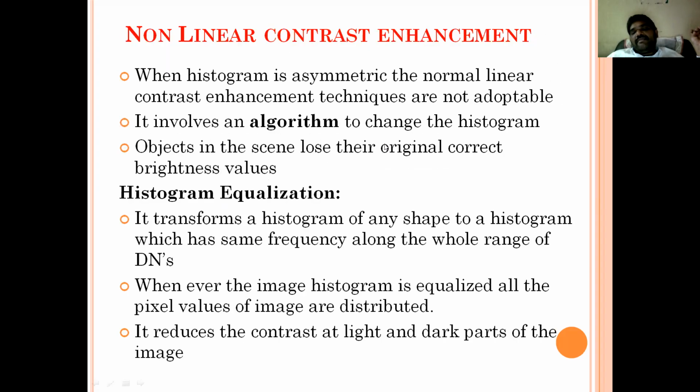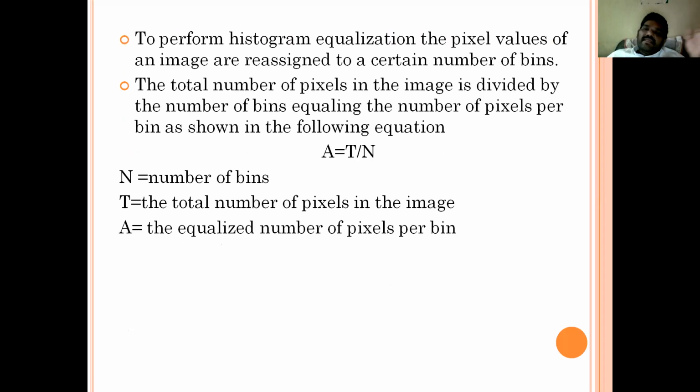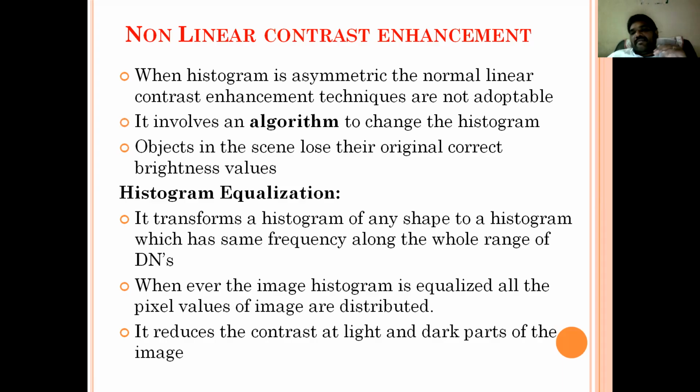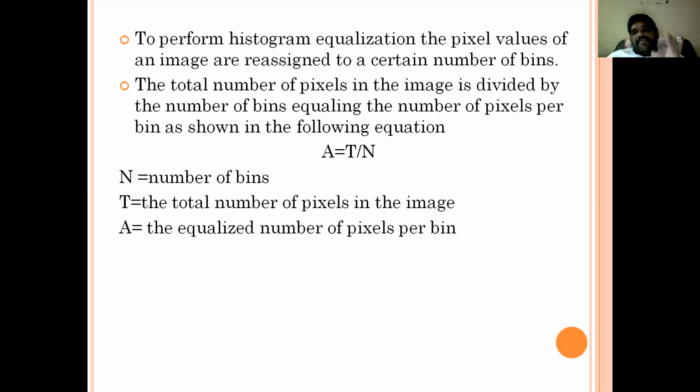When you are attempting histogram equalization, any shape of histogram can be equalized, any histogram which has high and low frequencies, or the whole range of digital numbers having high and low frequencies. The total range of pixels is categorized into different bins, and each bin consists of an equal number of pixels, which we divide with the following formula: A equals T by N, where N is the number of bins, T is the total number of pixels in the image, and A is the equalized number of pixels per bin.